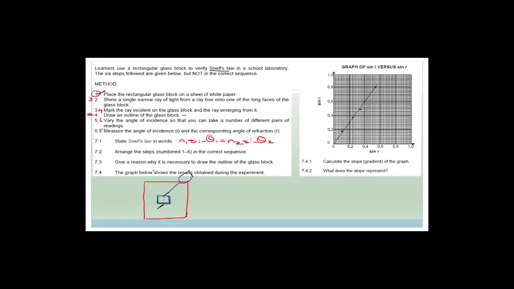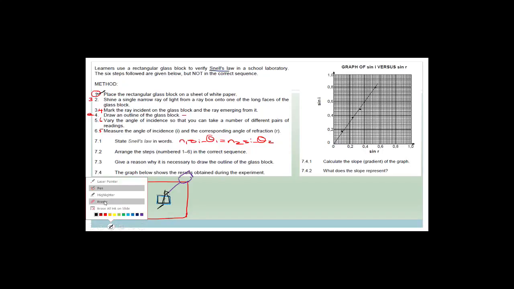Easy peasy, okay? So this is why we have to get in the right order. Okay, so it's give a reason why it's necessary to draw in the outline of the glass box, because in order to measure the angle of incidence and the angle of refraction, we actually need to move the glass block. So if we didn't have the outline of the glass block, we wouldn't be able to measure it.